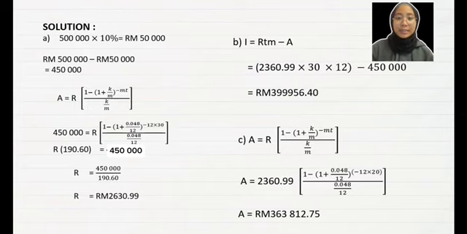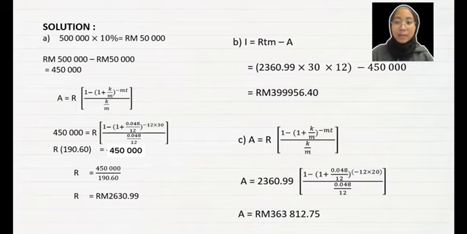To solve question 6b, we are using the formula I equals RTM minus A: 2,360 ringgit 99 cents multiplied with 30, then multiplied with 12, minus 450,000. Then we will get 399,564.